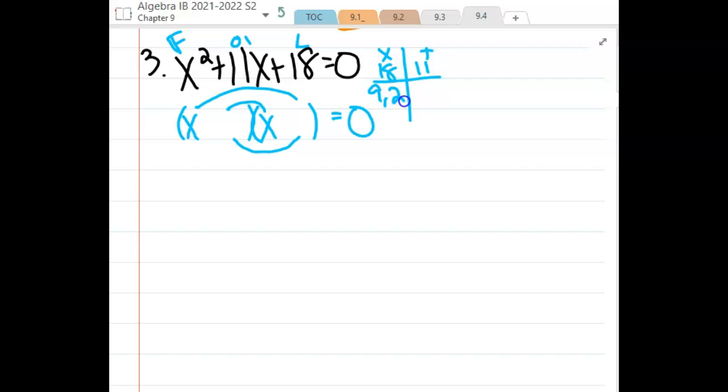9 and 2. So it would be x plus 9, x plus 2. That's the hard part today. It's the factoring part today. Which isn't new, just maybe a little rusty.